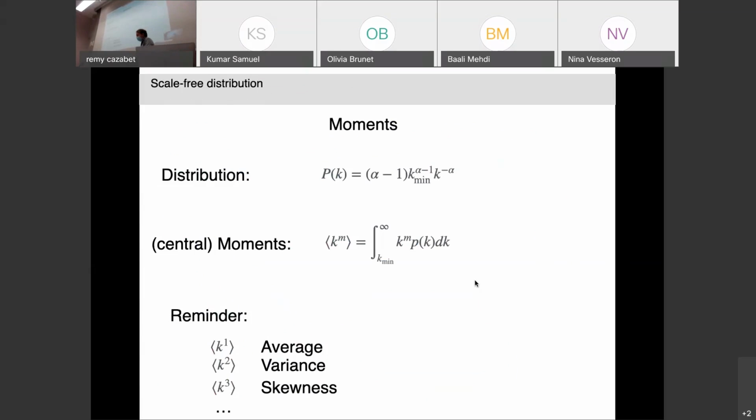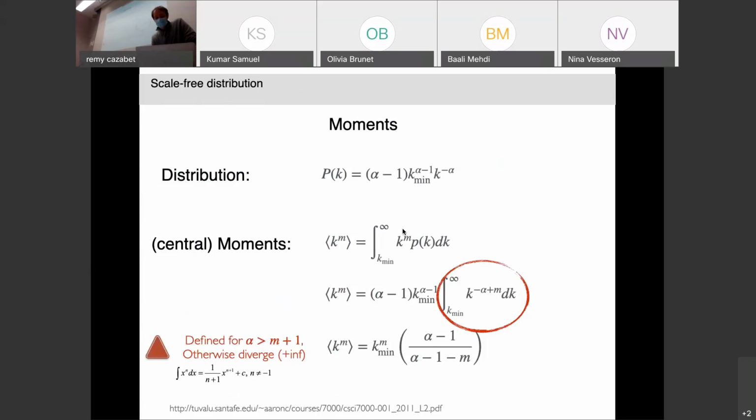Let's now define the moments of the scale-free distribution to observe something interesting. The moments are defined like this. The first moment is the average. The second moment is the variance, then skewness, and so on and so forth. And we know that the moments are defined by this equation. Now, if I replace here my probability P(k) by the distribution that I defined earlier, I get this. So this is going there, and then my alpha comes there. So I have this definition.